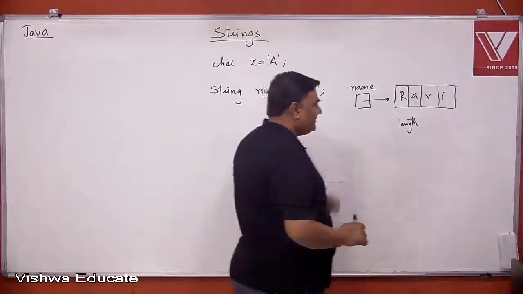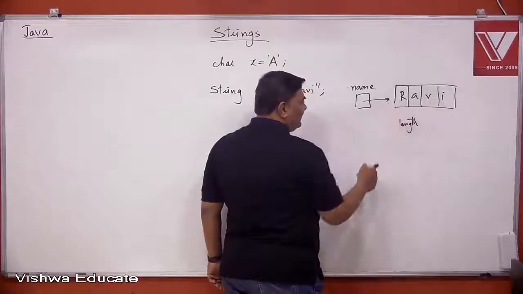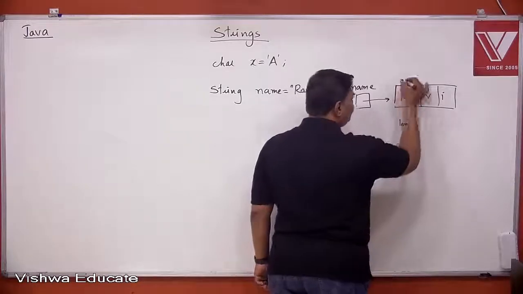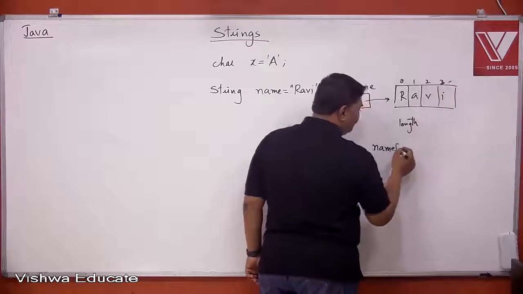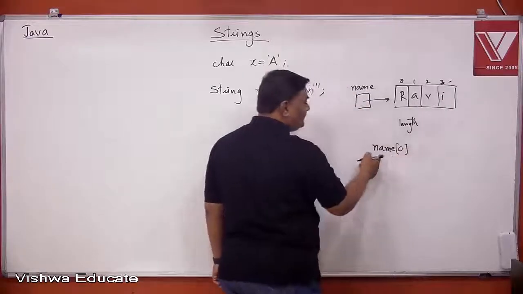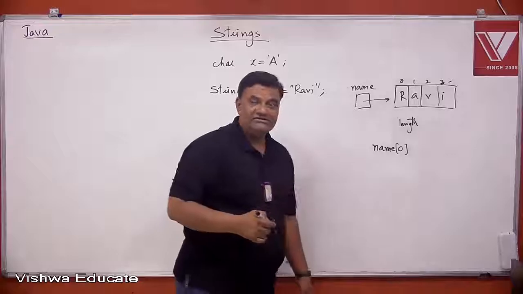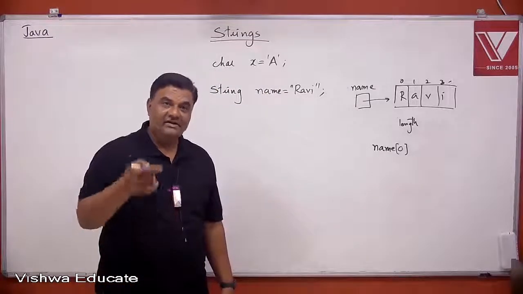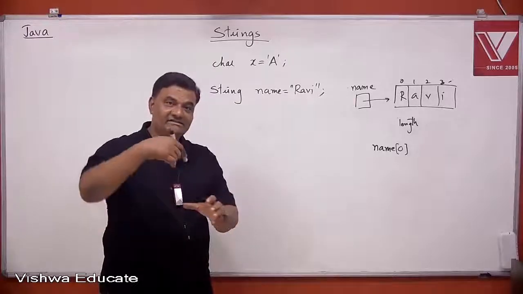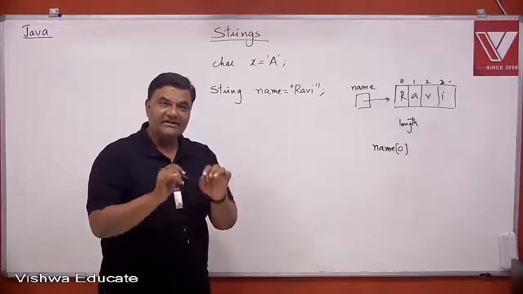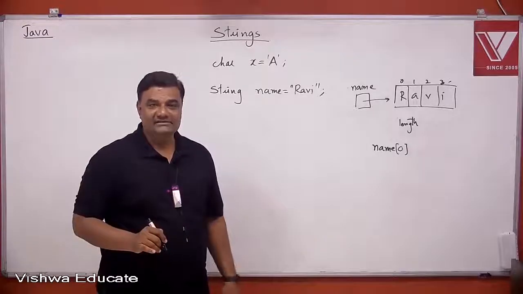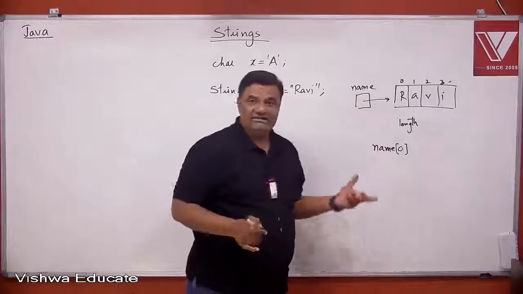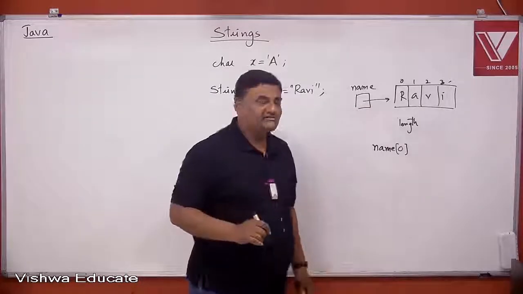And one more thing: suppose I want to access R. I cannot say name of 0, 1, 2, 3. I cannot use a subscript operator on a string because it's an object of type characters. Inside, the string has an array, but you cannot access that array directly like in C++. This array is not directly accessible to us.